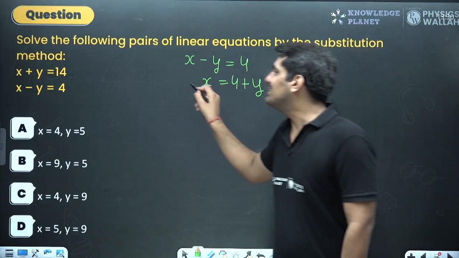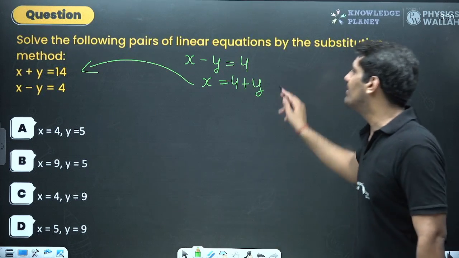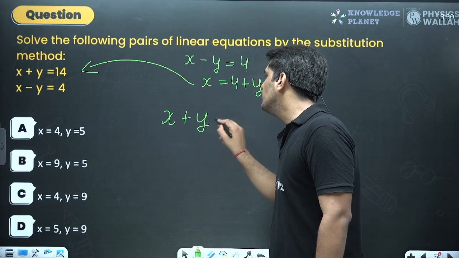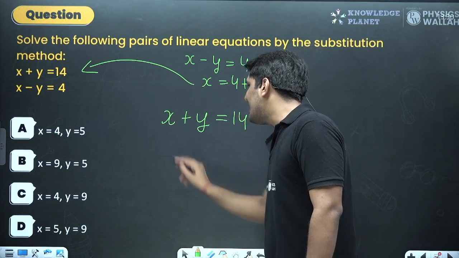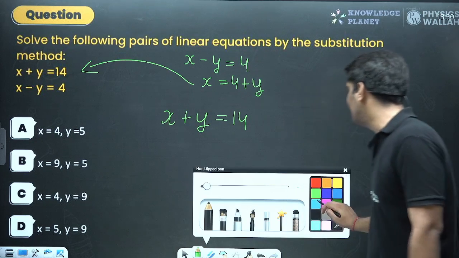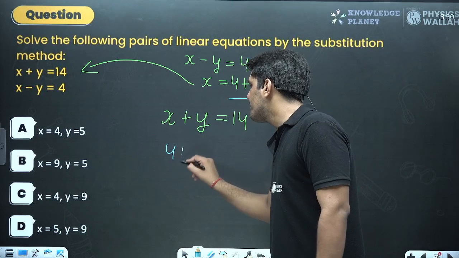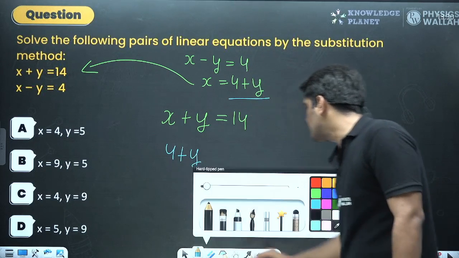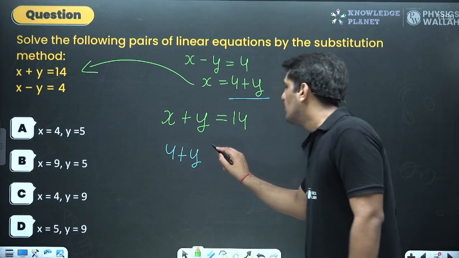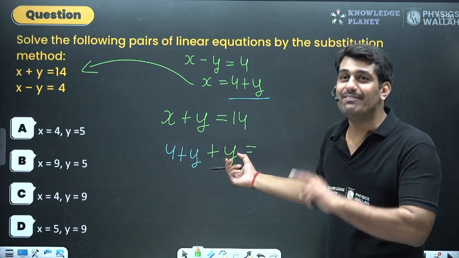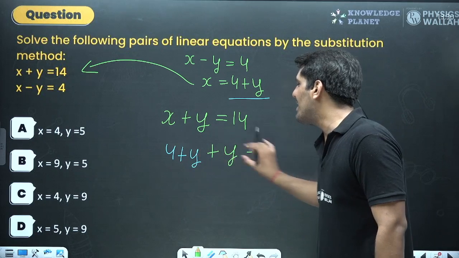Now I can replace this value in the first equation. The first step is done. So x plus y is given to you, the sum is given to you as 14. In this case, I'll replace the value of x. I'll replace it with 4 plus y. So 4 plus y plus y equals 14. Don't forget this y. Few students might end up with this mistake as well.